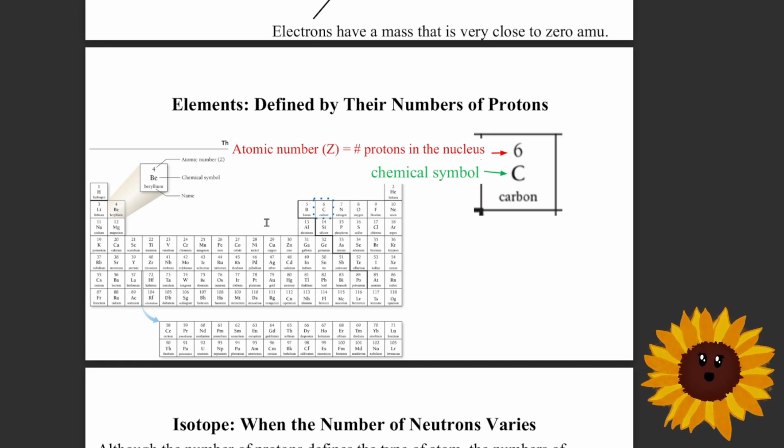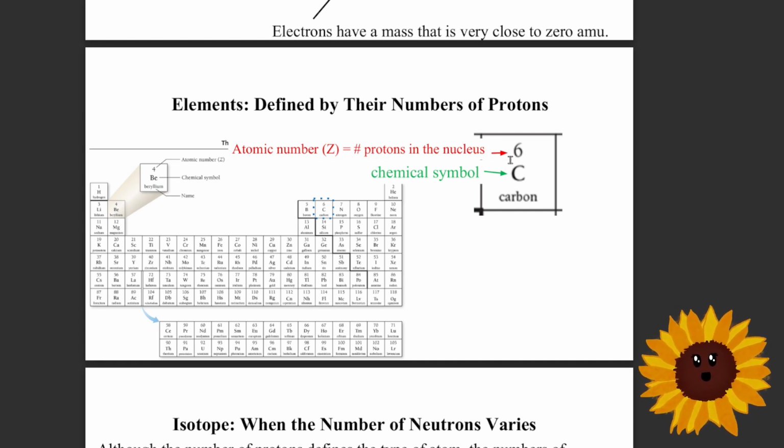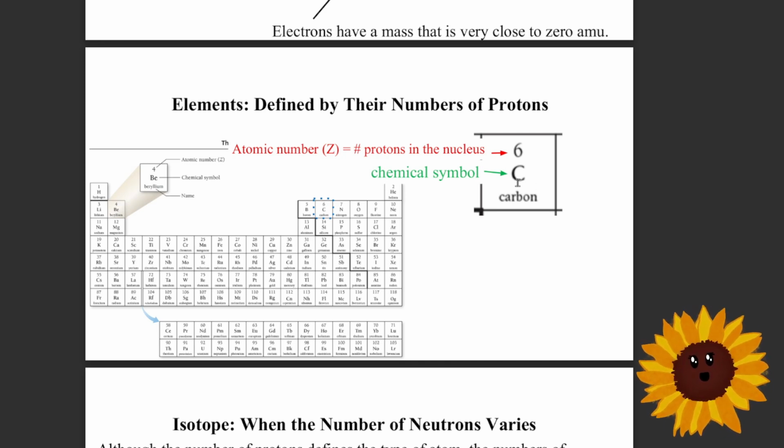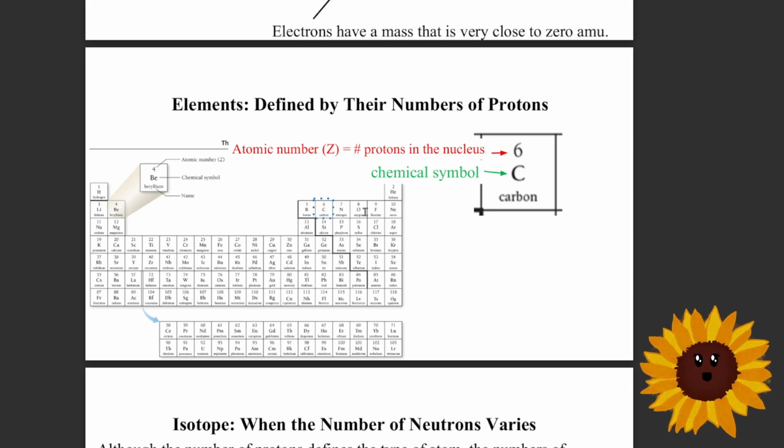How they're ordered on the periodic table is you have your atomic number, Z, or the number of protons, and you have your chemical symbol. All of these are chemical symbols, and usually they correspond to the name. So like C for carbon, N for nitrogen, O for oxygen.